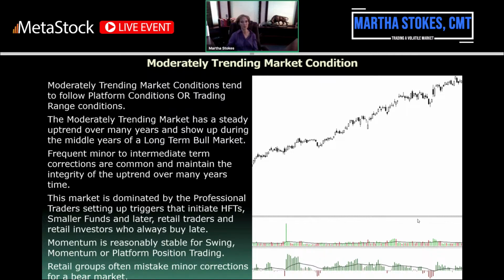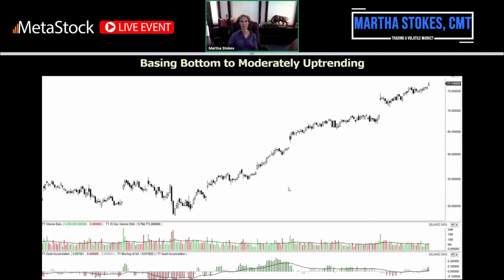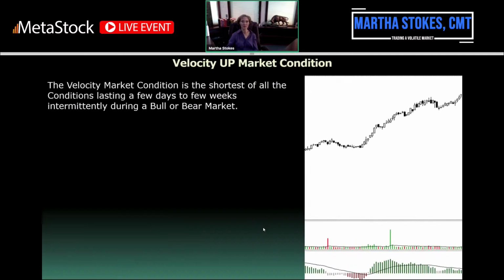Retail groups often mistake minor corrections for the start of a bear market. Oops, can't sell short in a moderately trending market. So this is a basing bottom to a moderately trending, uptrending market with some corrections. And you can see that the dominance of the upside is present everywhere in this chart. There are smaller funds trying to sell. There's meme groups trying to sell down, but they fail. Oh, sell, sell. And the meme groups lose tons of money. And the SEC is investigating most of those meme groups. So if you're part of it, be careful.